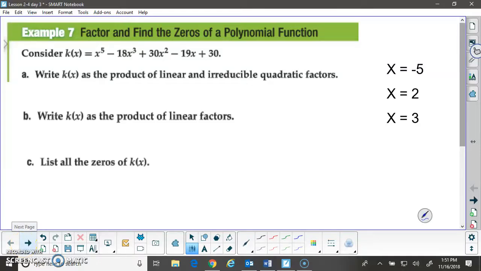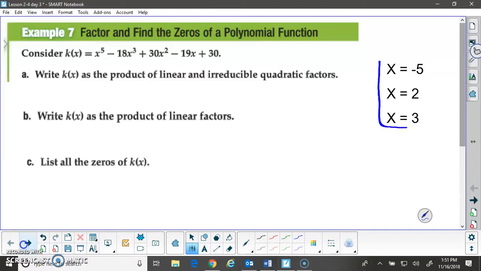Part 3 of Lesson 4, Chapter 2 is going to be using synthetic division to find additional zeros. If you look at this problem, it gives us a fifth-degree polynomial, and it's got three different parts to it, A, B, and C. We're going to start with Part C first. It says list all the zeros.